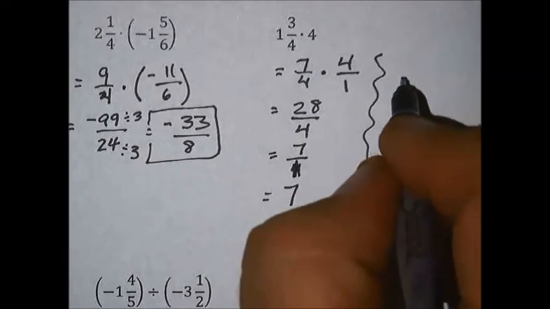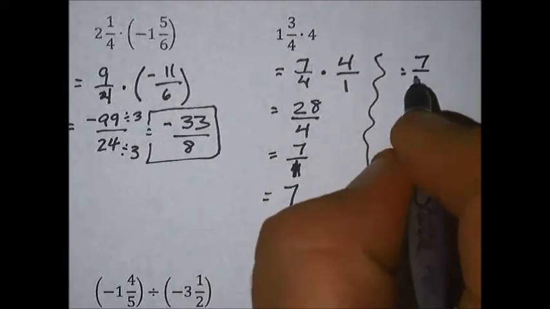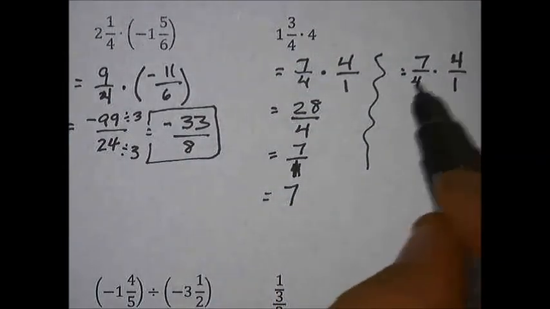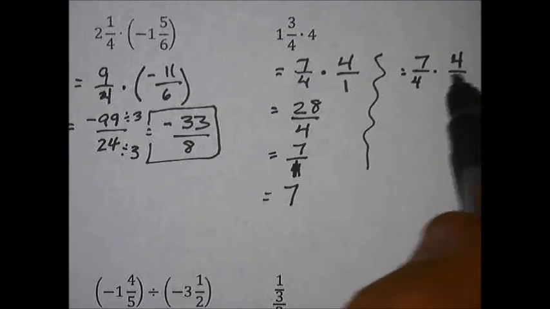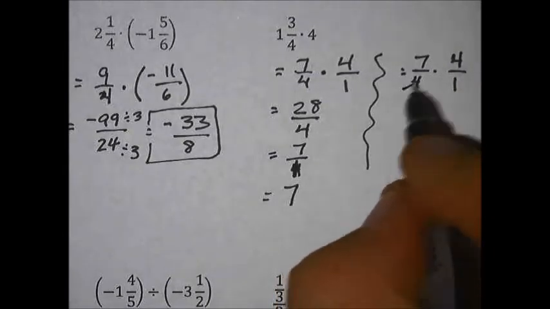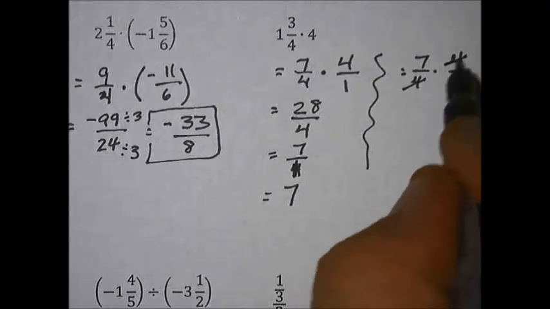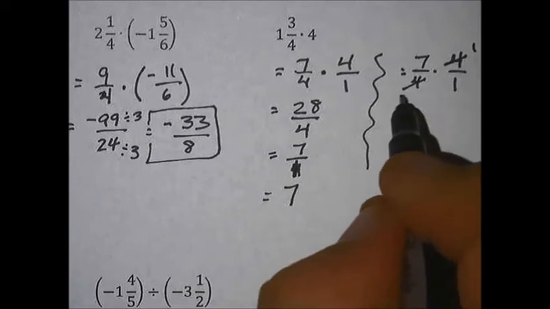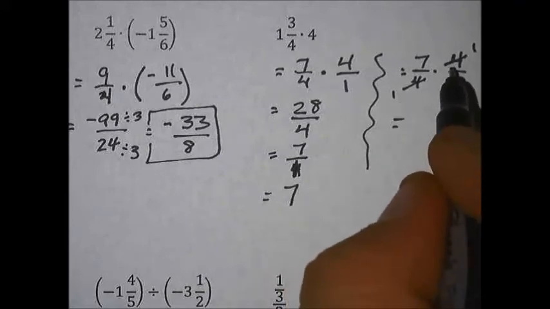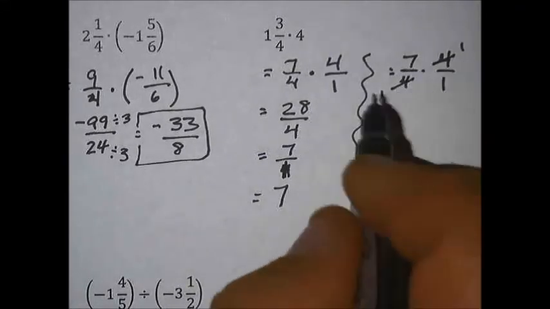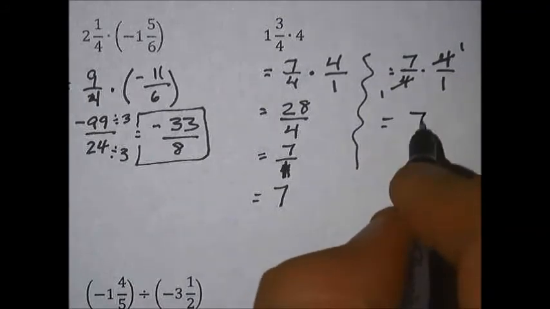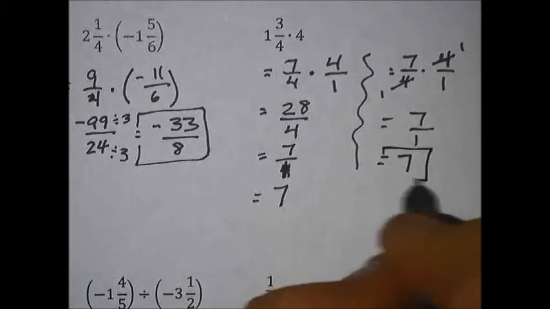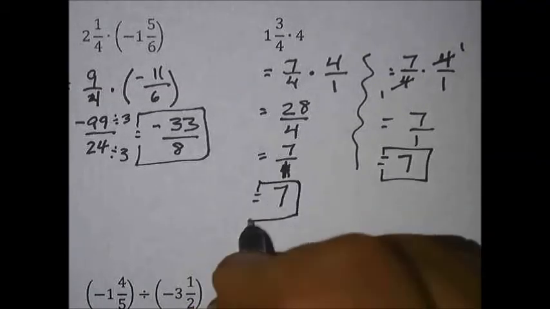I'm going to do that problem again and show you a neat little trick. 7 over 4 times 4 over 1. Okay, 4 shows up on both of these here. So I can divide by 4 on the top and bottom right now by just getting rid of those, and they get replaced by 1s. So 7 times 1 is 7, 1 times 1 is 1. If you think it's quicker to do it that way, which it probably is, you can do it that way, but you see I get the same answer.